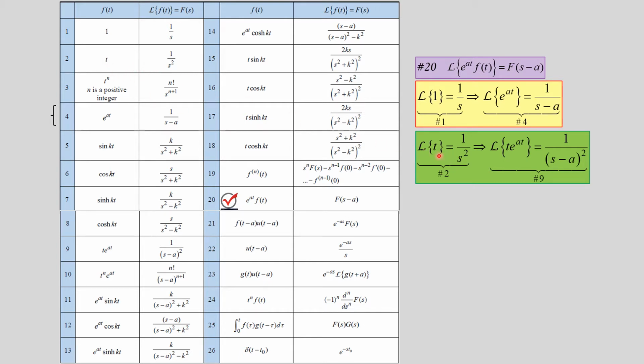Let us multiply t by e to the power of at. According to the formula of the S translation theorem, whenever the function t is multiplied by e to the at, to get its Laplace transform, we can use the result of the Laplace transform of t, which is 1 over s squared, but we need to replace the s by s minus a. Therefore, the Laplace transform of t e to the at is equal to 1 over (s minus a) squared. So this formula of Laplace transform can be found at row number 9.